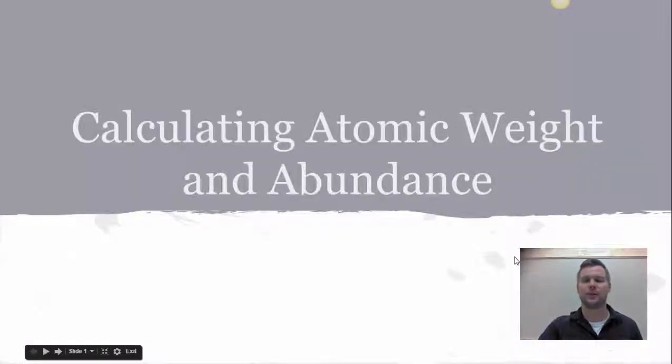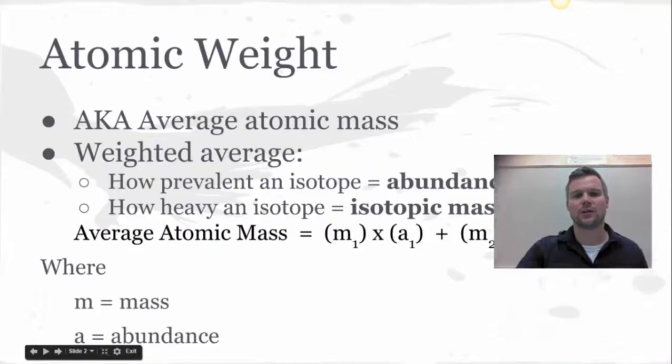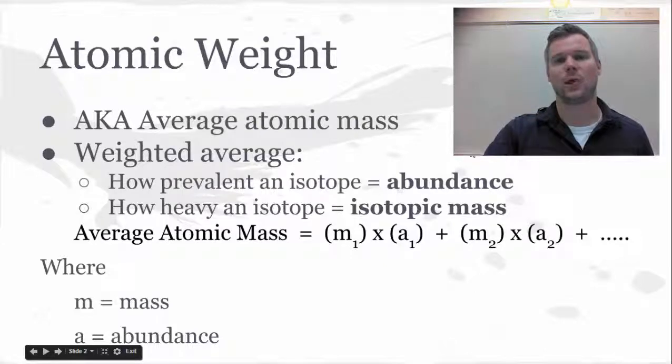Today we're going to talk about calculating atomic weight and determining the abundance of different isotopes of a specific atom. In a previous video, you learned about isotopes. You learned that isotopes are atoms of the same element with different numbers of neutrons. Today we're going to talk about what that means in terms of atomic weight and average atomic mass.